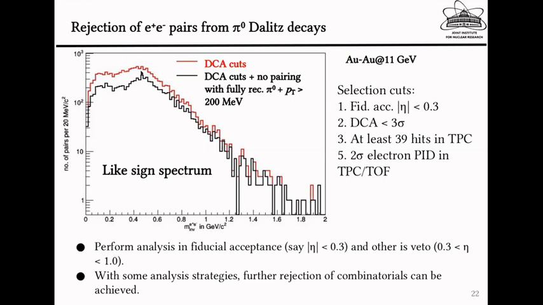Such different analysis strategies can help us in eliminating the combinatorial background and further improving the signal to background ratio. So this is currently being studied.